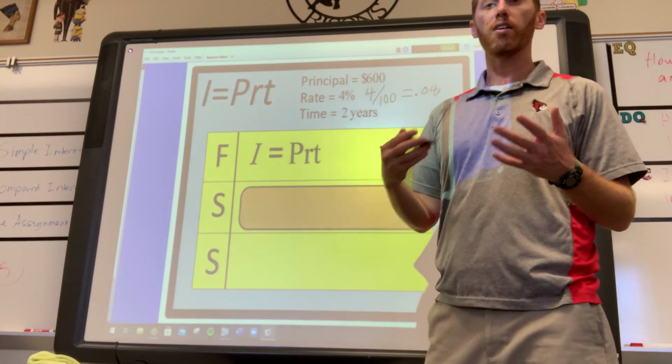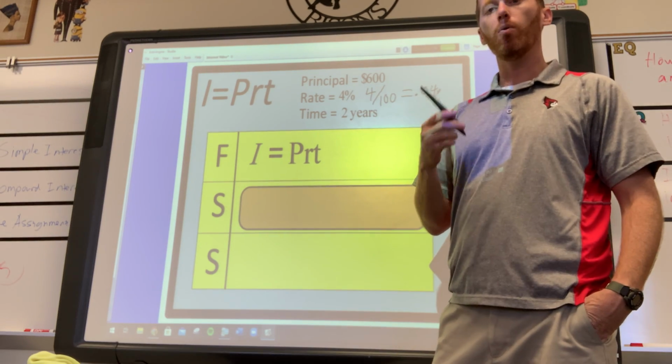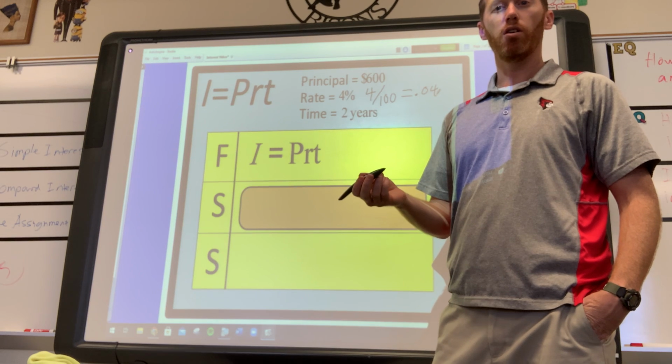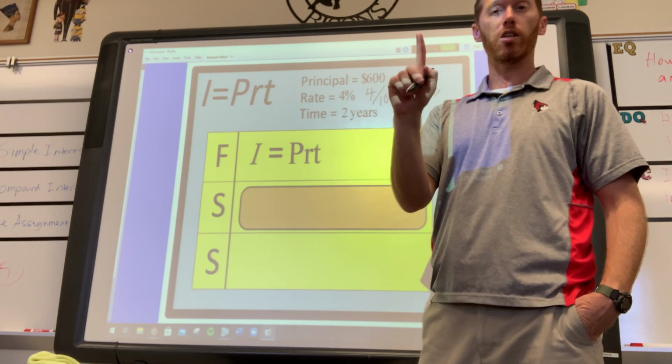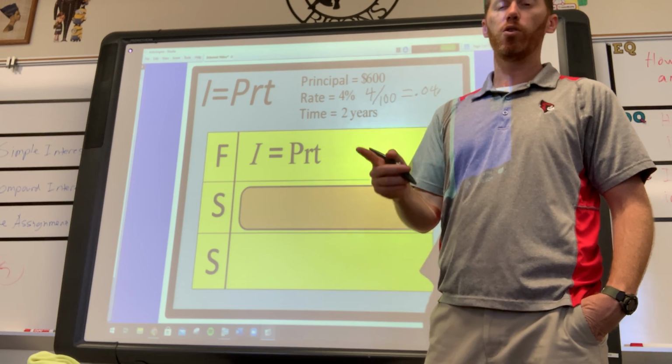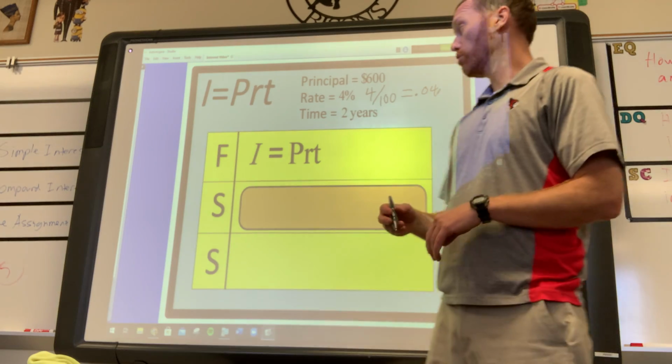T, time, means how long this operation is going on, whether it's a loan or a deposit, and it always has to be given in years. So if you end up with something that says 12 months, that's the same as 1 year, and you'd use the number 1 in your formula. If you end up with 36 months, that's 3 years, and you would use the number 3 in your formula.